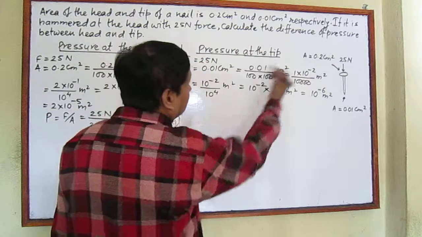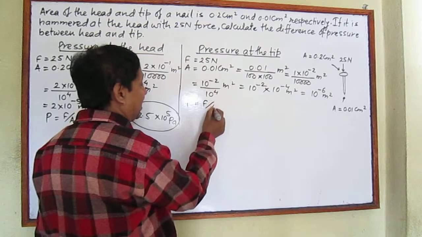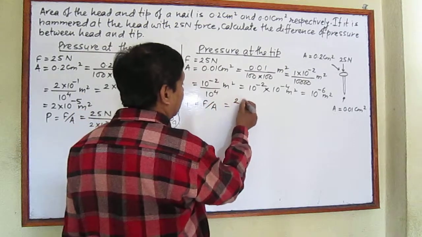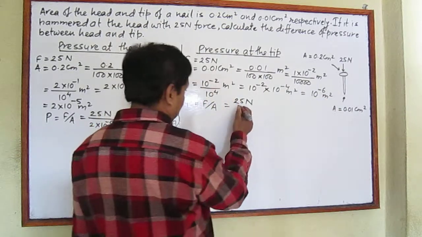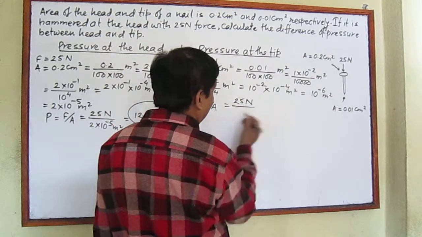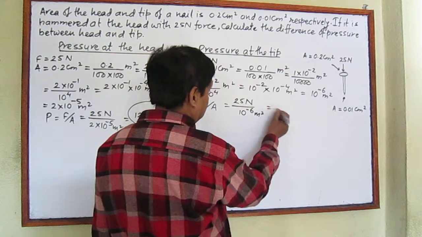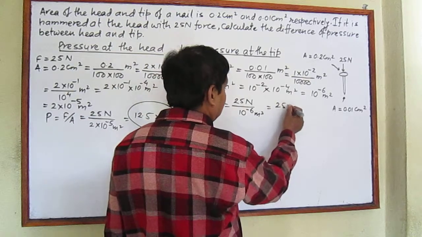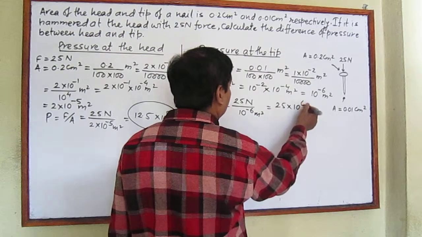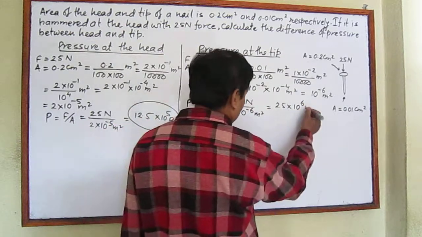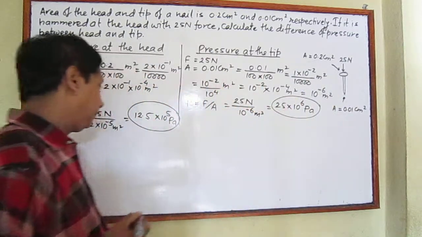Now let's talk about the pressure at the tip also. Pressure equals force by area, and force remains the same. The same force is transmitted to the tip also, we can consider it like that. And area is 10 to the power minus 6 meters square. And this is equal to 25 into 10 to the power minus 6, if taken to the numerator, then 10 to the power positive 6. Newton per meter square is Pascal, we know. This is the value of pressure at the tip.